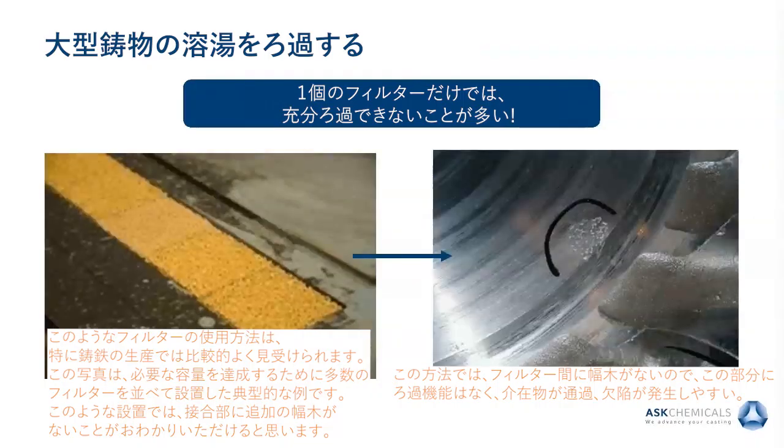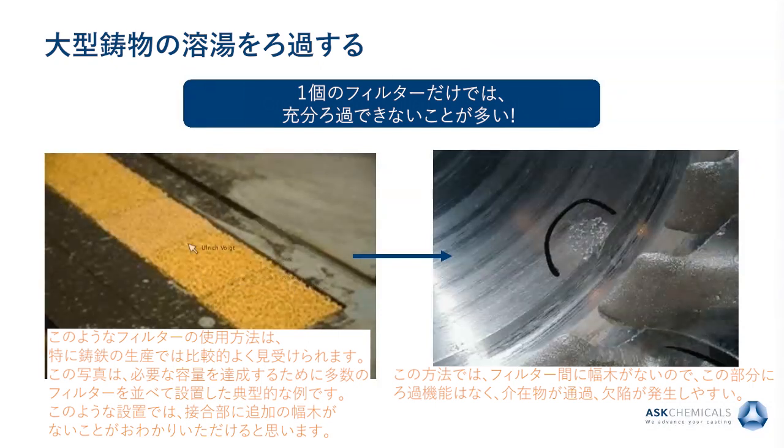This method, what you see here on the picture, is relatively common, especially in iron foundries. It is a filter bank, and it means that standard filters are arranged side by side in a filter bank in order to accomplish the capacity you need. The picture here shows a typical installation of many filters in a row. You can see the side-by-side installation without any additional support at the joints.